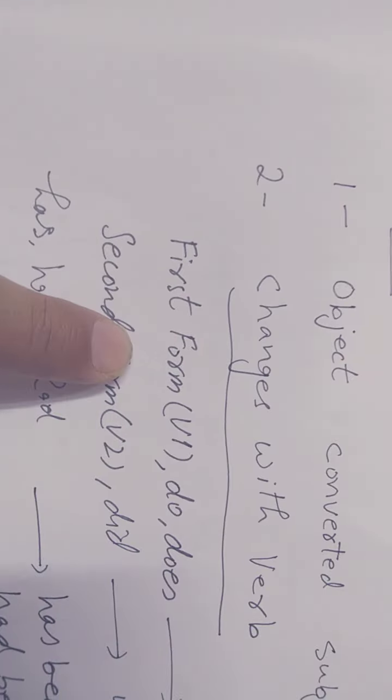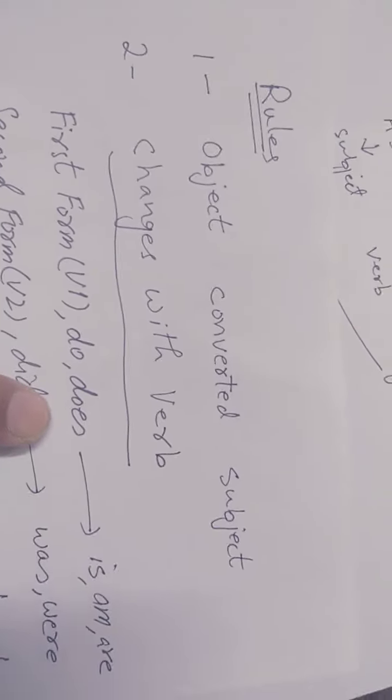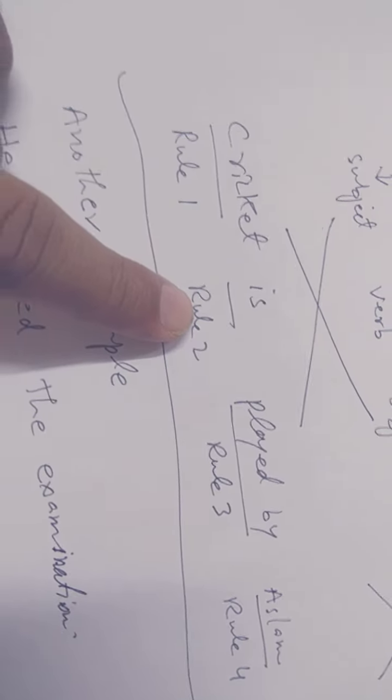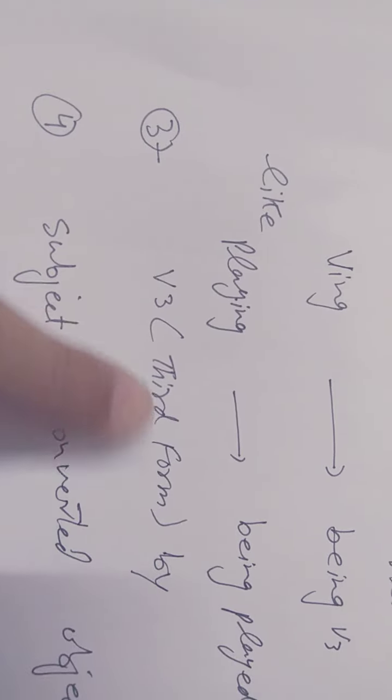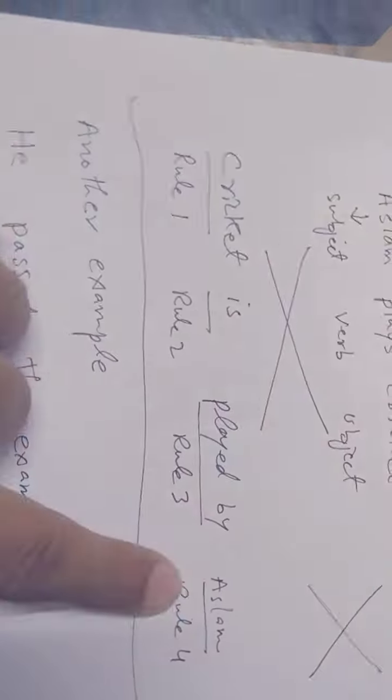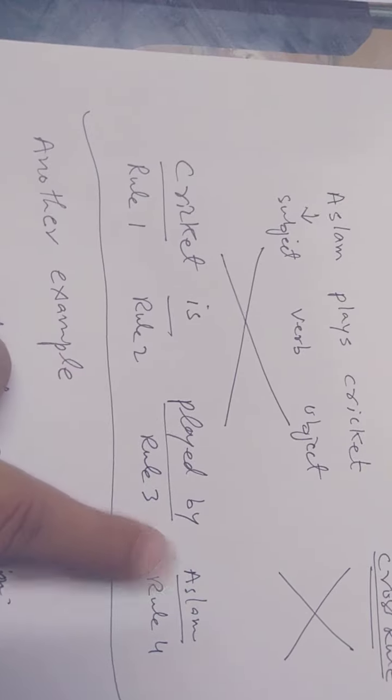And rule 2. In rule 2, if you see there is the first form or do or does, then you have to add is, am, or are. So here it is. This is rule 2. Rule 3, add the verb's third form and by. So played by. Rule 4 is subject converted into object. So Aslam is here. Cricket is played by Aslam.